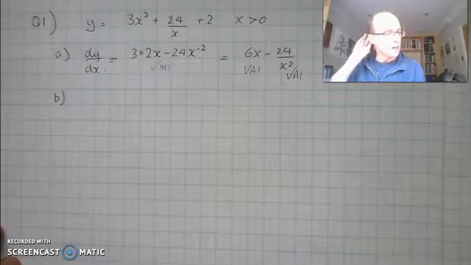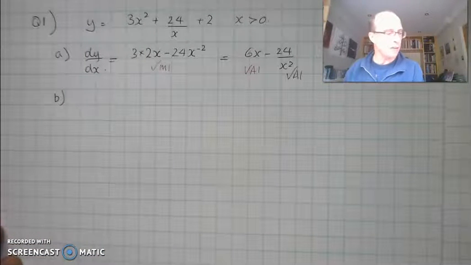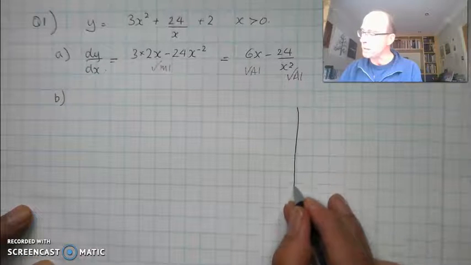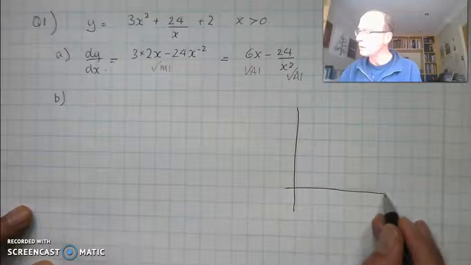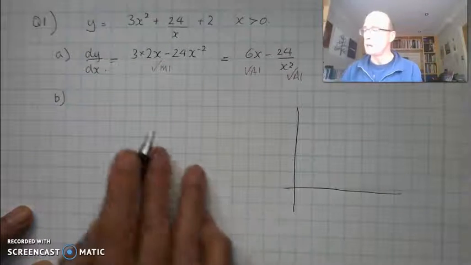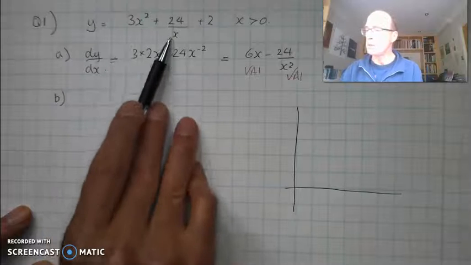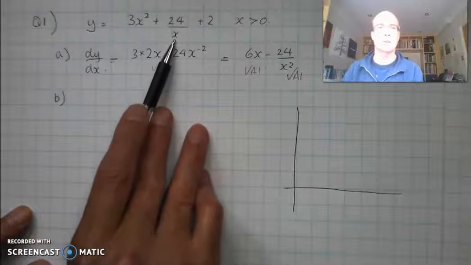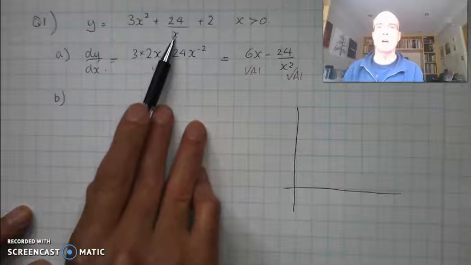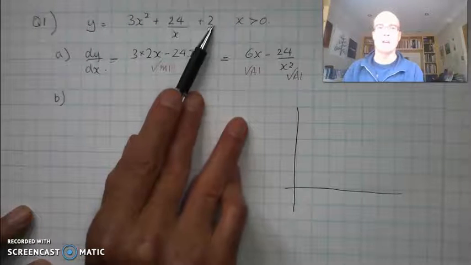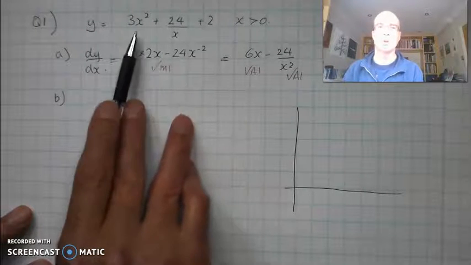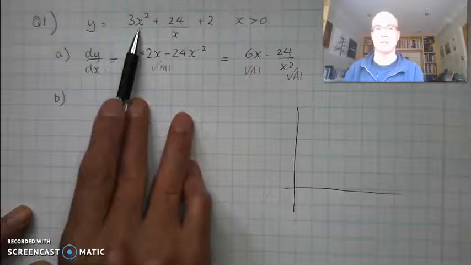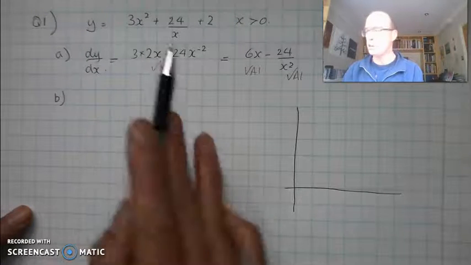The next part says, hence, find the exact range of values of x for which the curve is increasing. The first thing you want to do is have a think about what this curve is doing, so draw yourself a little diagram. We've got 3x squared plus 24 over x plus 2. If you think about when x is going off to infinity, 24 divided by x is going to go to 0, the 2 is going to be negligible, and my x squared is going to shoot off faster than my x. So y is going to go to infinity.